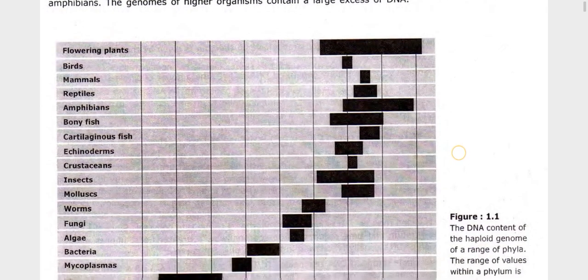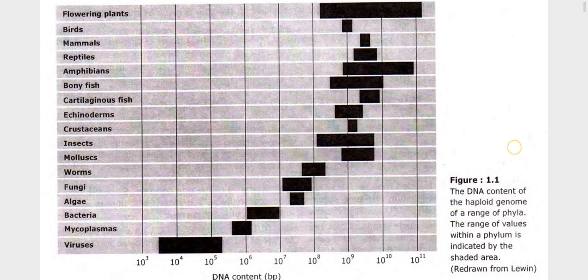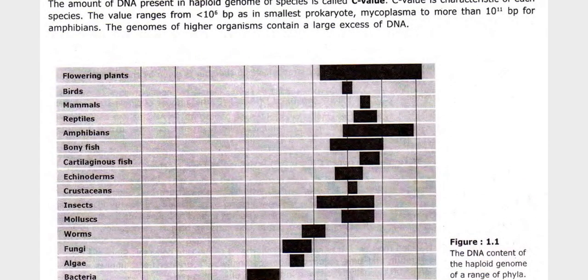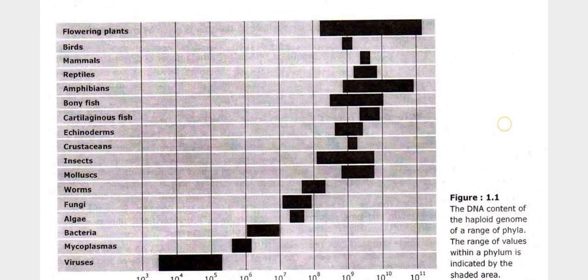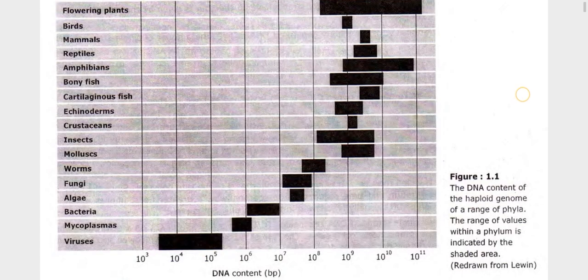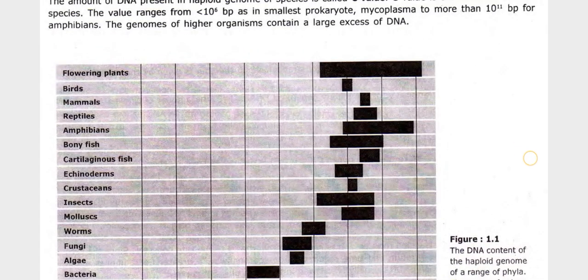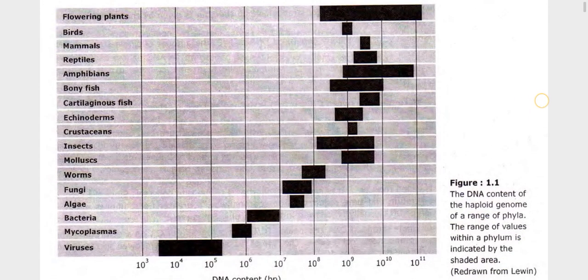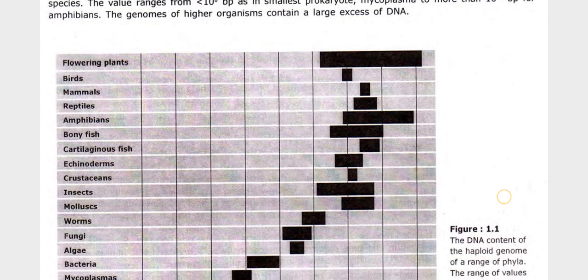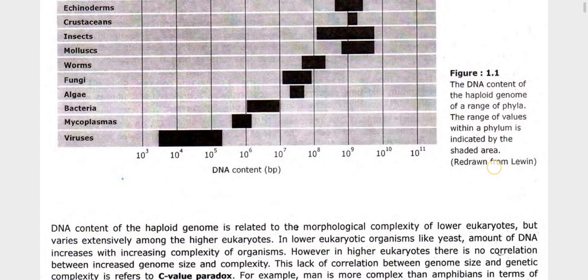Here we can see the DNA content of the haploid genome of a range of phyla. The range of values within a phylum is indicated by the shaded area. To a greater extent, it's higher in flowering plants and lower in viruses. Amphibians are higher to a greater extent.